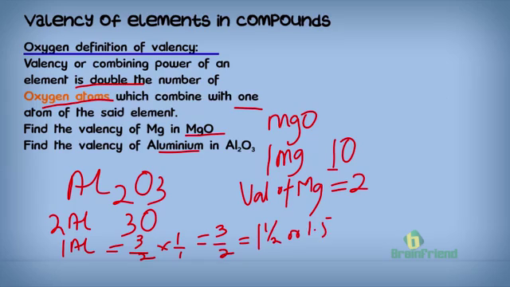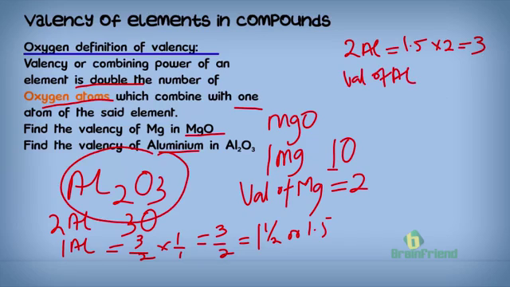So it means that one atom of aluminium is combining with 1.5 atoms of oxygen. And so 2 atoms of aluminium will be 1.5 times 2, which will give us 3. So the valency of aluminium in this compound is 3. So it's that easy. So that's how we can determine the valency of elements in compounds.